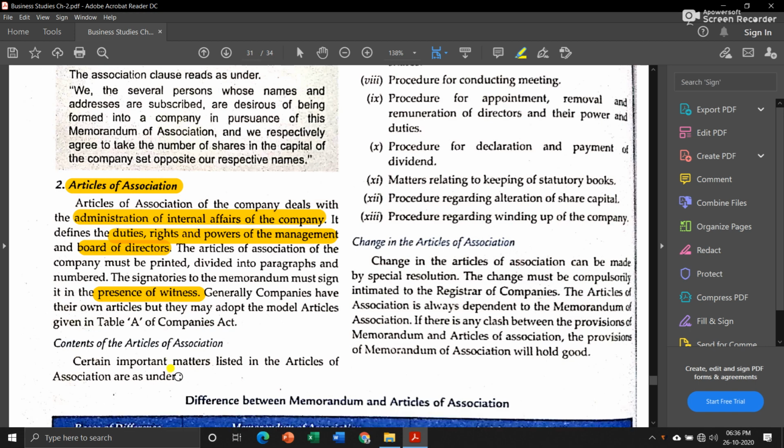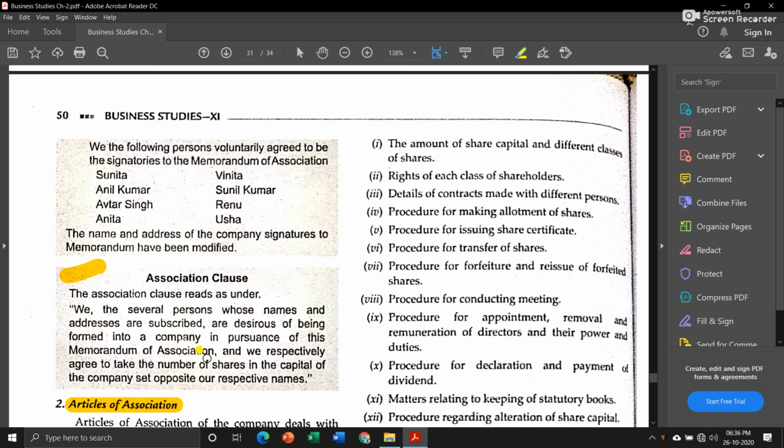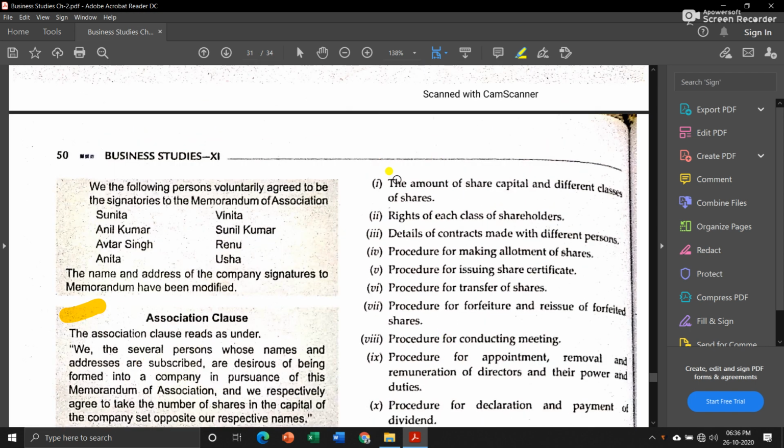Now, what are the contents of articles of association? Articles of association have the amount of share capital and different classes of shares, like equity shares, preference shares, and debentures. All those things should be mentioned in articles of association along with the amount of share capital. Then the rights of each class of shareholders, meaning which kind of shareholders have which rights, should also be mentioned.